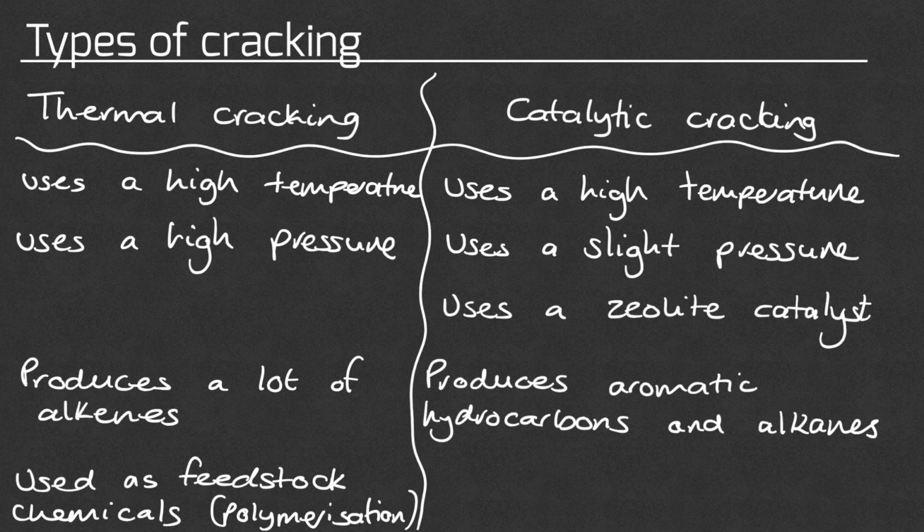Thermal cracking will produce the alkenes, as we've just mentioned, and these can be used as feedstock chemicals for polymerization. So we can turn all the different alkenes, for example ethene, into polymers, polyethene or polythene. And the products of catalytic cracking, those aromatic hydrocarbons and alkanes, are typically used in motor fuel.